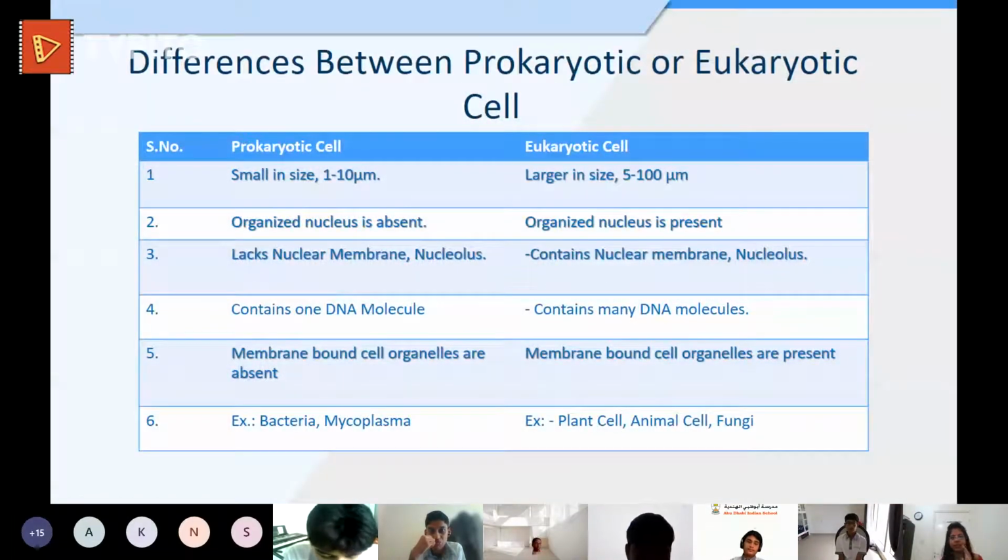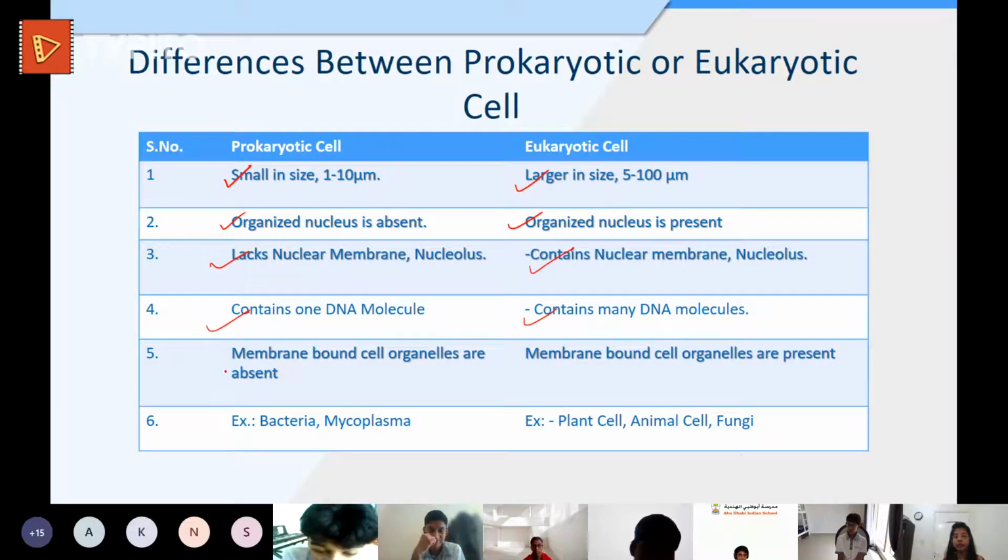Now let us see the comparative study of prokaryotic cell and eukaryotic cells. Prokaryotic cells are very small, but eukaryotic cells are larger, 5 to 100 micrometer. Organized nucleus is absent in prokaryotes, meaning the nuclear membrane and nucleolus are not there. But in eukaryotes, like in our cell, we have a very organized nucleus. Prokaryotic cell will not have nuclear membrane or nucleolus, but eukaryotic cell will have proper nuclear membrane and nucleolus. Prokaryotes have one DNA molecule, but we have many DNA molecules.